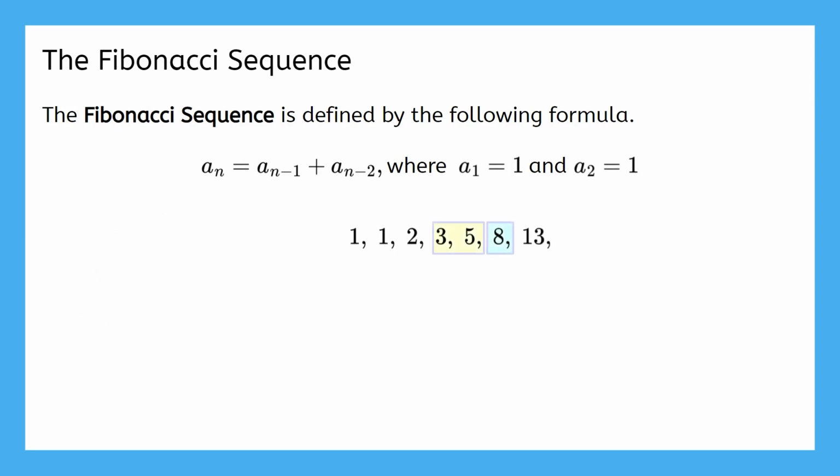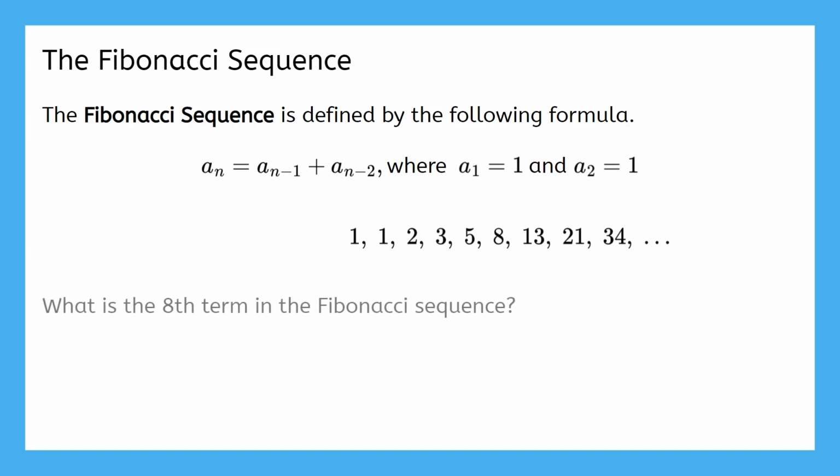3 plus 5 is 8. 5 plus 8 is 13, and so on. By the way, a formula for the Fibonacci sequence with only numbers and the variable n is really complicated. So if you really want to find a term late in the sequence, you just got to keep adding. As one final question, what's the 8th term in the Fibonacci sequence? If you've written out the sequence far enough, just count up to the 8th one.